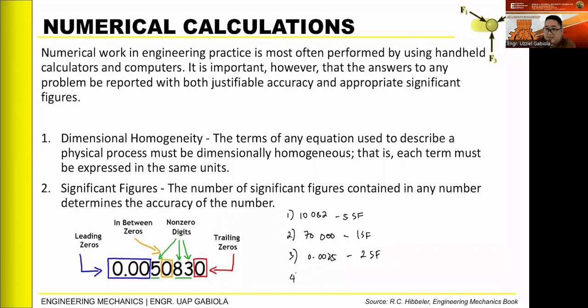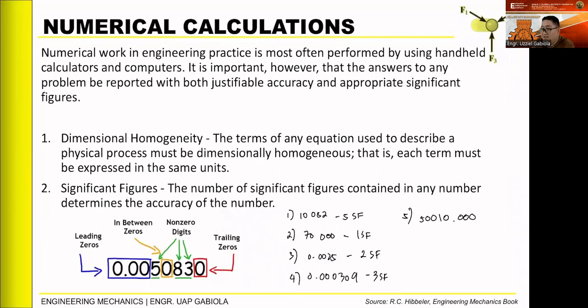Okay, sige, let's try number 4. 0.000309. How many? 3 po, sir. Okay. 3 significant figures. Correct. Number 5. 50010.000. How many? 5 po. 8 po, sir. 8. Okay.